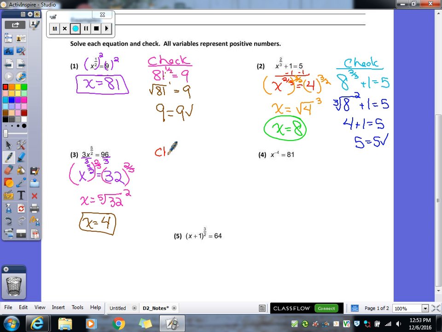So let's do our check. 3 times 4 to the 5/2. We're going to see if that gives us 96. So the 5/2, that means it's the square root of 4 to the 5th power. So what is the square root of 4? 2, and then 2 to the 5th, 32. And then 3 times 32, that gives us our 96. So we did it right.